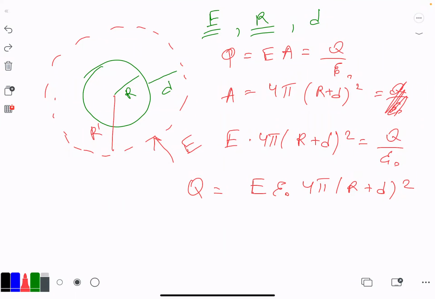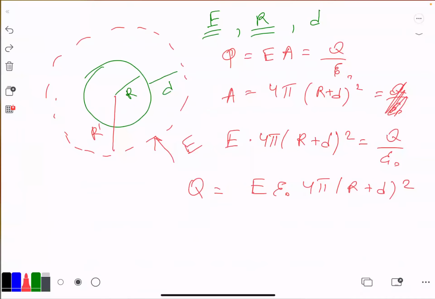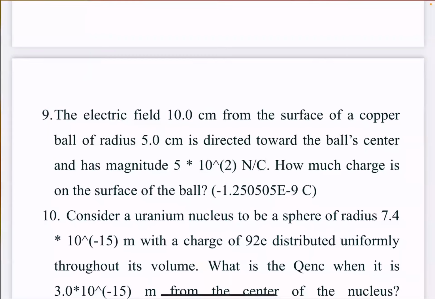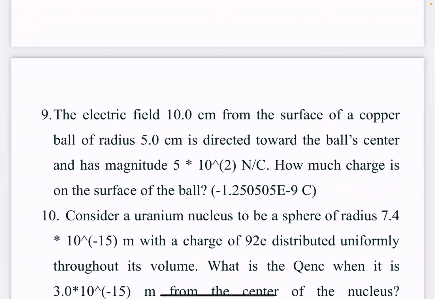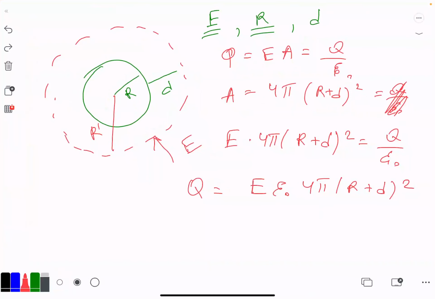Is that okay? And what is given here? It's question 9, right? Okay. So when you do the calculation, obviously you have to know exactly yourself, when you put in the values, that this is a negative charge, because the electric field is pointing towards this spherical ball. So therefore, when you're writing answers, it should be negative something coulomb, okay?